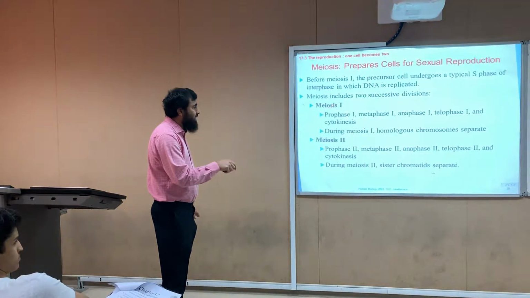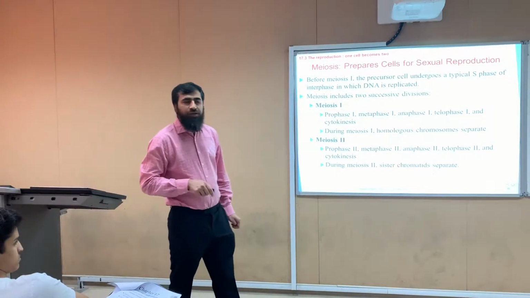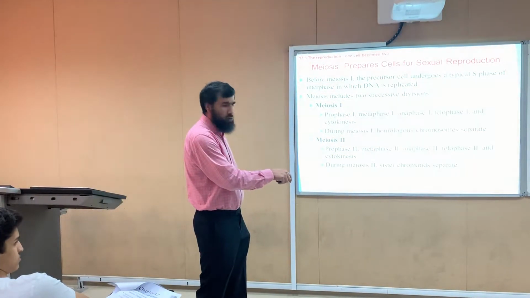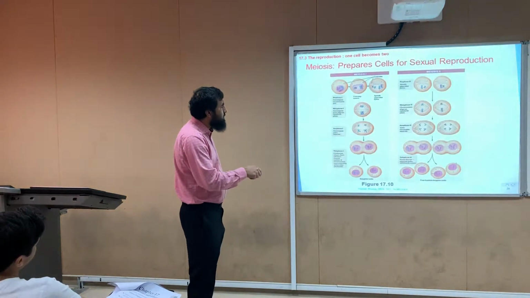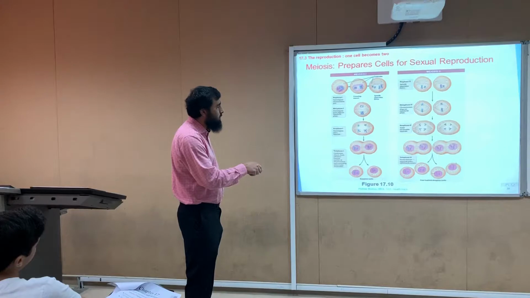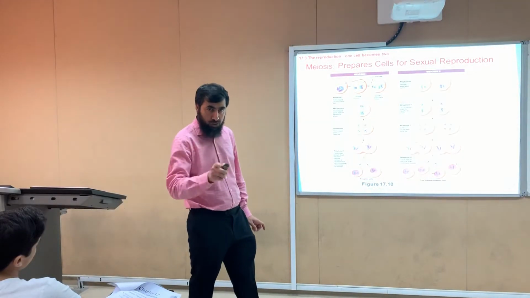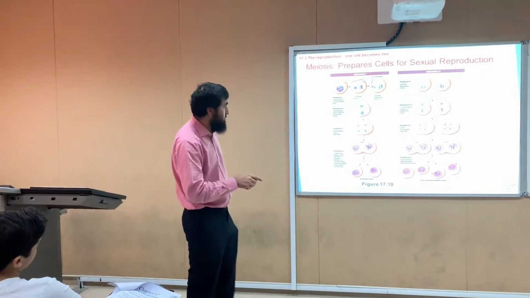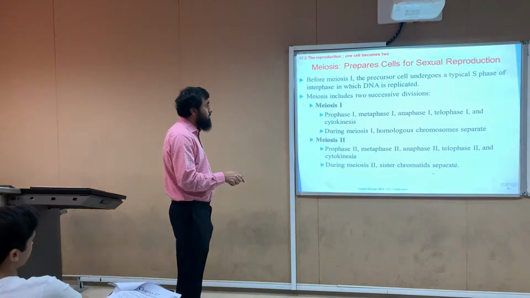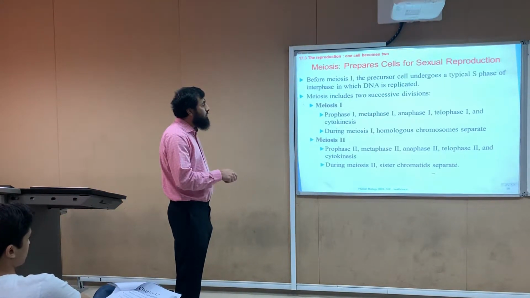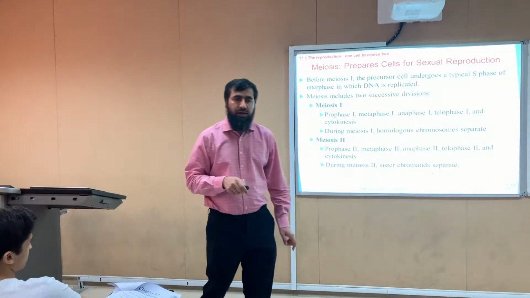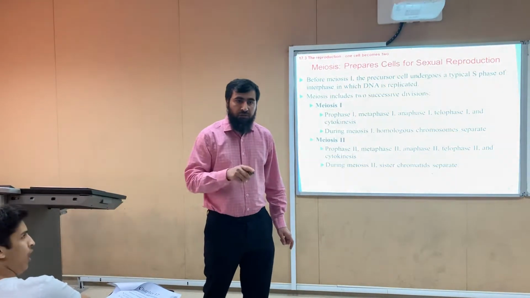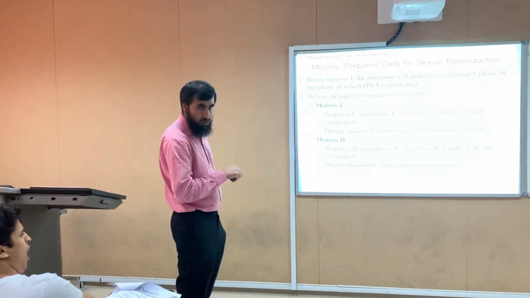This is where you get the separation of the homologous chromosomes, okay? You see here, homologous chromosomes separate, not sister chromatids, in meiosis 1. And also we're getting that reshuffling and crossing over happening in meiosis 1 as well, okay?